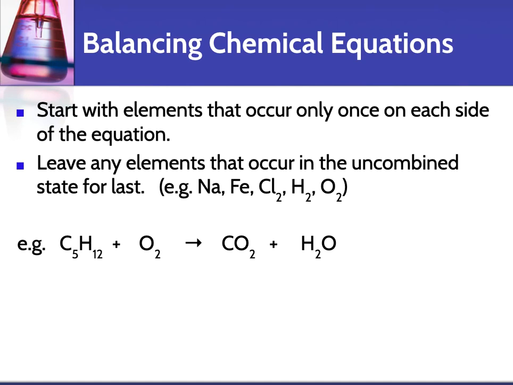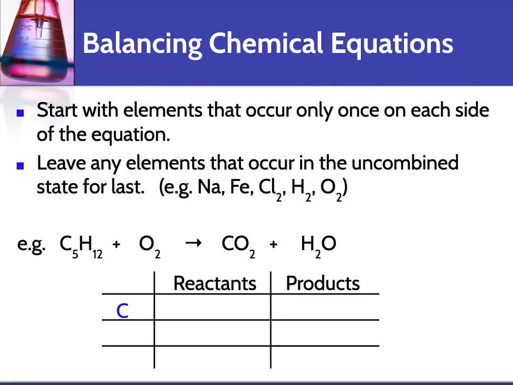And somewhat related to that is, leave any elements that occur in the uncombined state for last. So in this example, O2, that's oxygen uncombined with anything else. And so you leave that for last because you can put whatever coefficient you need in front of oxygen to balance it, and it's not going to affect any other atom. So let's do this example.